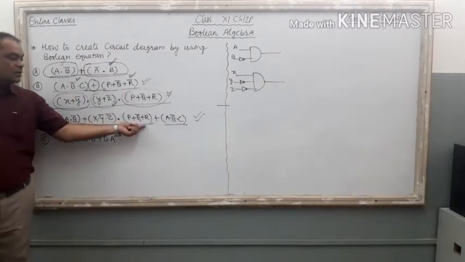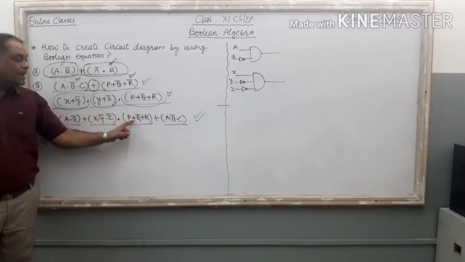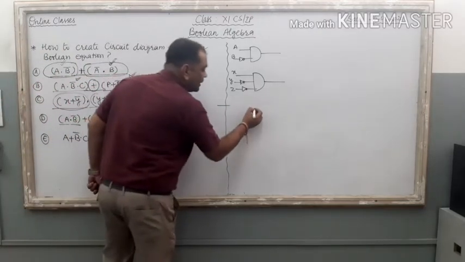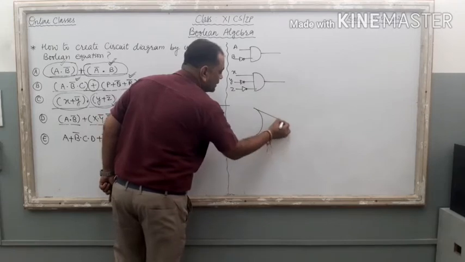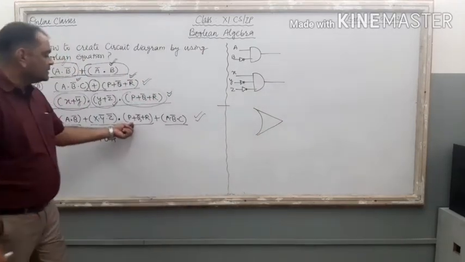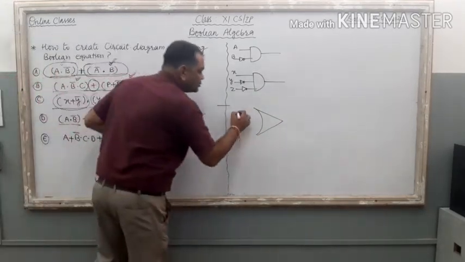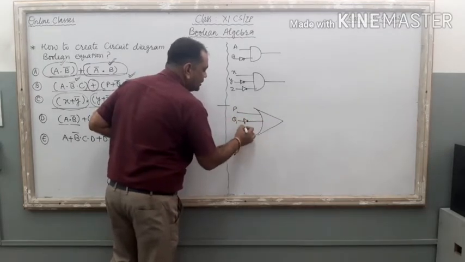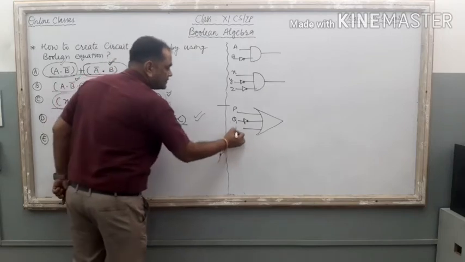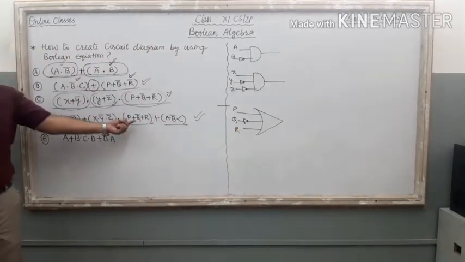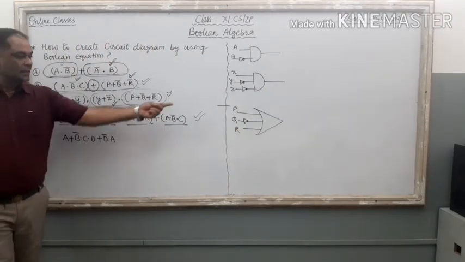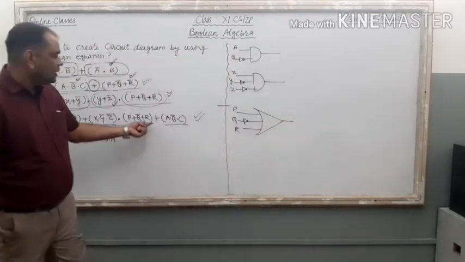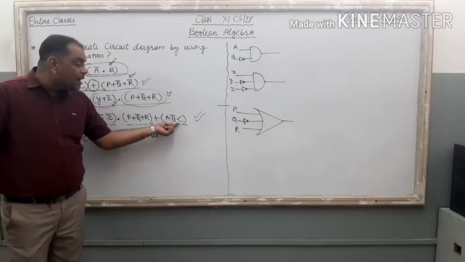Now come towards the third part, which is this one. P plus Q bar plus R. Plus means OR gate. Now make the OR gate over here. This is the OR gate. First input is P, then Q bar, then R. So direct line is for P. Q bar means Q with NOT. And the last one it is R. Just check it out. This is the diagram of this one. Clear? Now the next one, it is A dot B bar dot C.